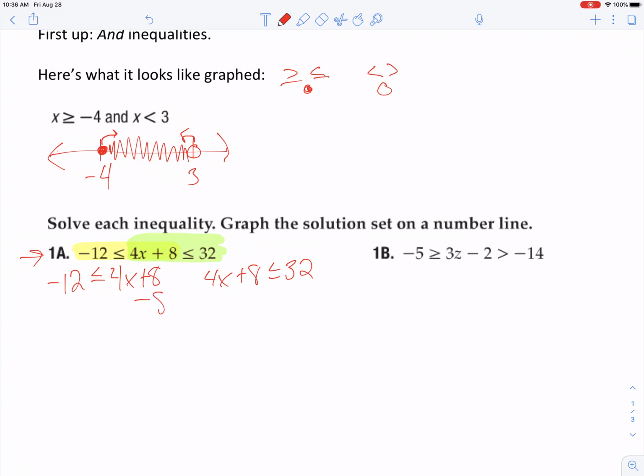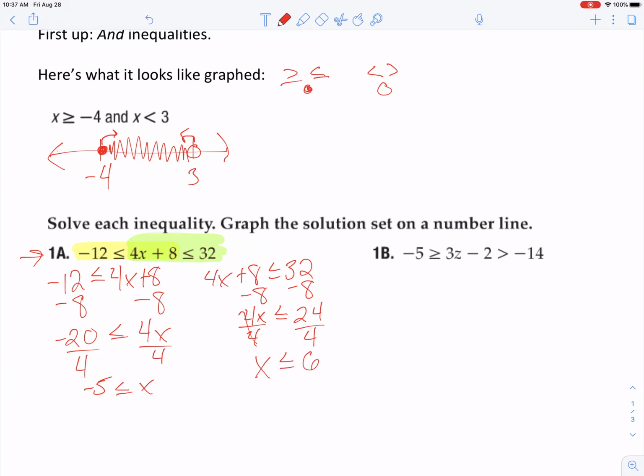Now solve each of these using all those awesome skills you've already learned. Whatever you do to one side, you have to do to the other. Whoop, hang on, did you multiply or divide by a negative? No, so you do not have to switch the sign. That's good. All right, over here, what is that, 24? Check that out. X is less than or equal to 6. So now I'm in the same spot that I was on that first example, where I can now graph it.